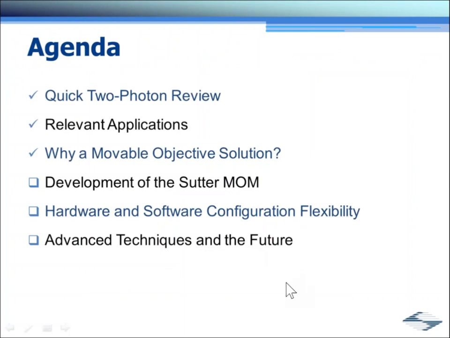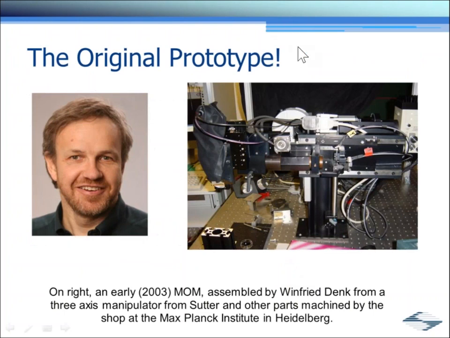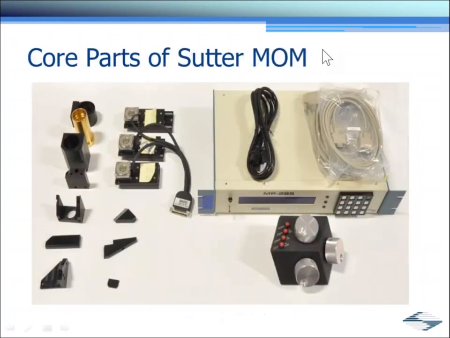Okay, so how did the Sutter MOM come about? Well, here we go. This is the original prototype. On the left, you see Winfried Denk. He's the actual designer of the MOM microscope. Essentially, he contacted us and said, hey, can I get some of these parts? What you see here are the main components of the Sutter MOM microscope head: three single-axis manipulators, which move the optical components in relation to the objective and keep everything in alignment. I'll show you how that works in just a moment.